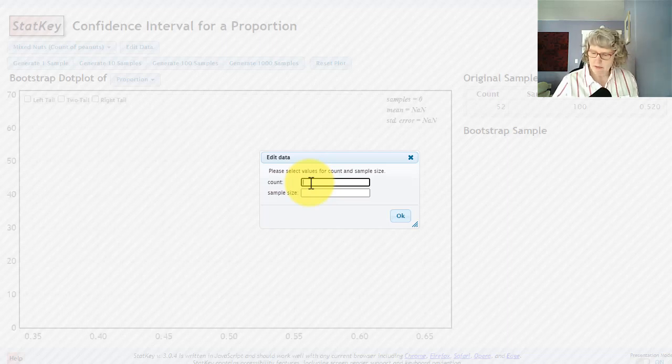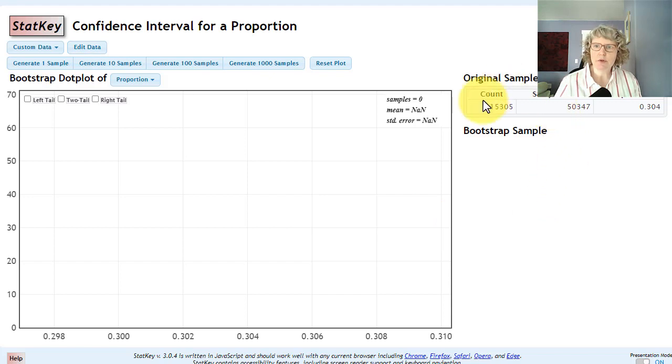And this, again, we need our count. So we need that 15,305 out of 50,347. Okay, and remember this is a bootstrap sample, so this is going to simulate like we have 15,305 cat owners, like one colored piece of paper in a hat, and the rest are another color, right? And then we pretend like our population is many copies of that, and then we pull out 50,347 pieces of paper each time.